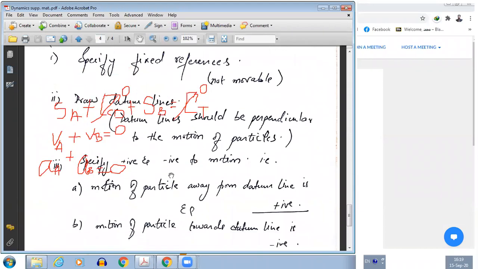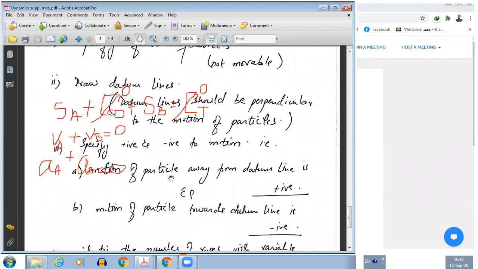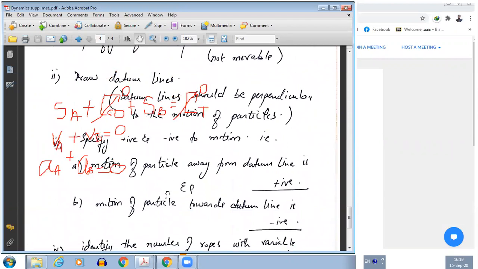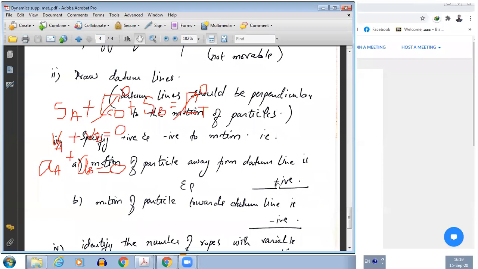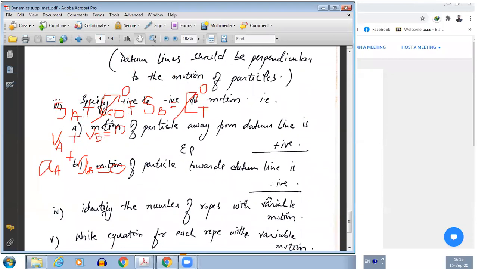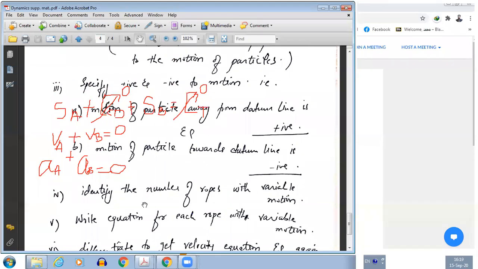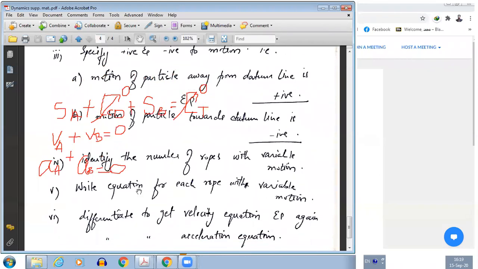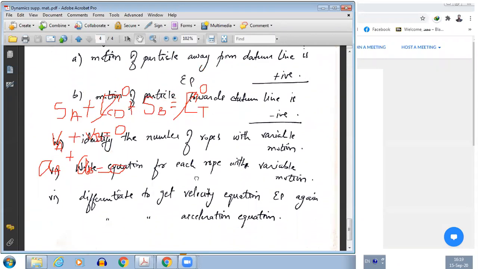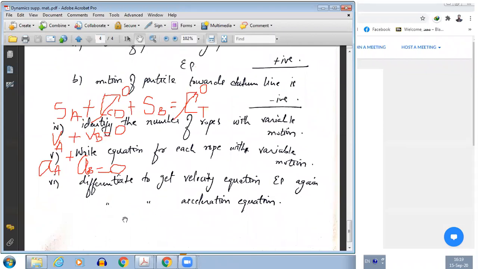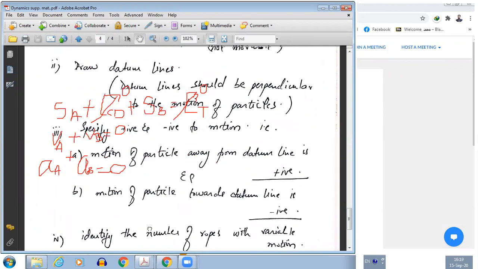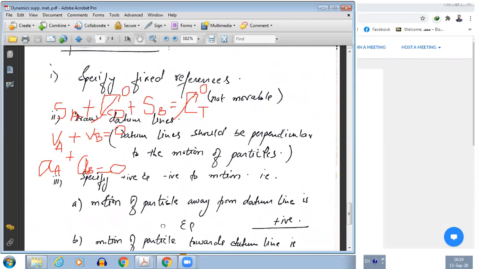Then draw the datum lines. The datum line should be perpendicular to the motion of the particle. Then specify positive and negative to motion. Whenever a particle is moving away from the datum line, consider it positive. When it is moving towards the datum line, consider it as negative. Then identify the number of ropes. You can have one rope, you can have more than one rope. Identify the number of ropes with variable motion. Then write an equation for each rope with variable motion. Then differentiate to get the velocity equation, then again differentiate to get the acceleration equation. So I have written 6 points here and explained all 6 points.